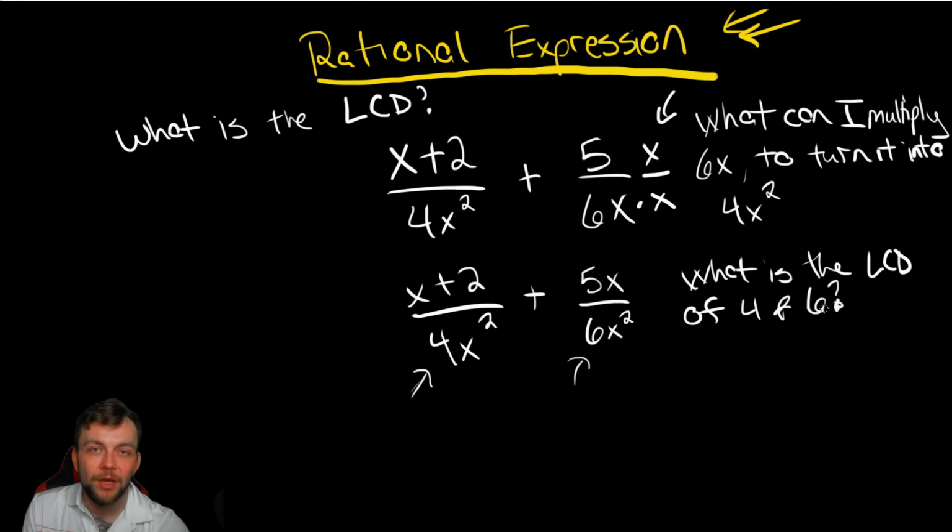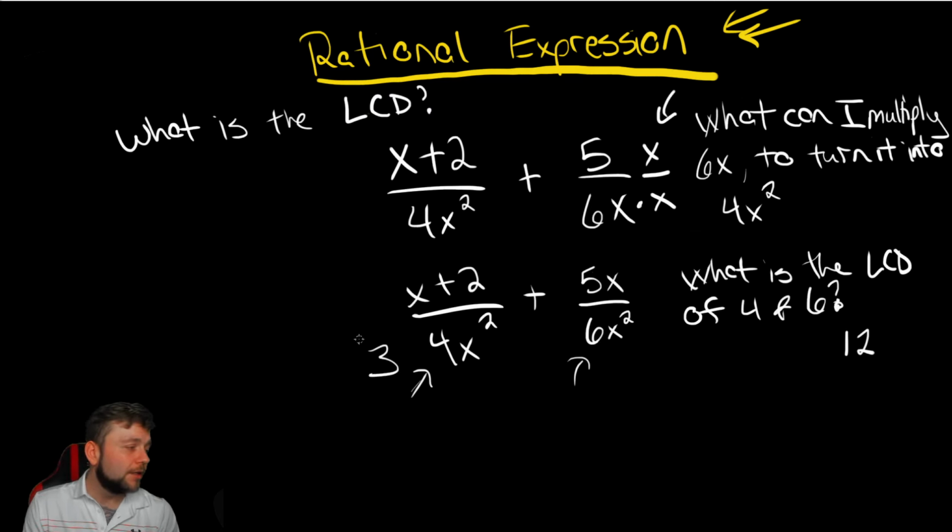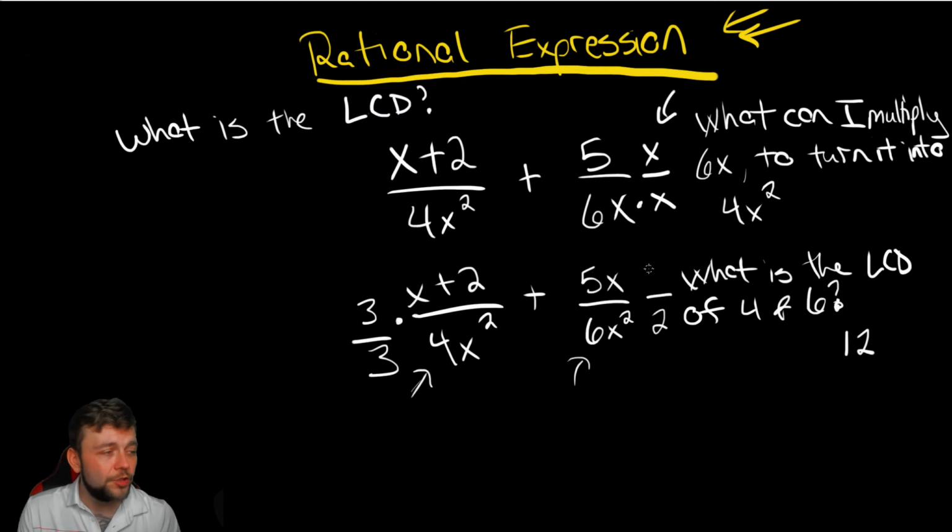The lowest number that both 4 and 6 can go into is 12. Okay? 12 is the lowest number that both 4 and 6 can go into. What do we have to multiply the 4 by to get 12? 3. Change it into a fancy 1. What do we have to multiply the 6 by to get 12? 2. Change it into a fancy looking 1.